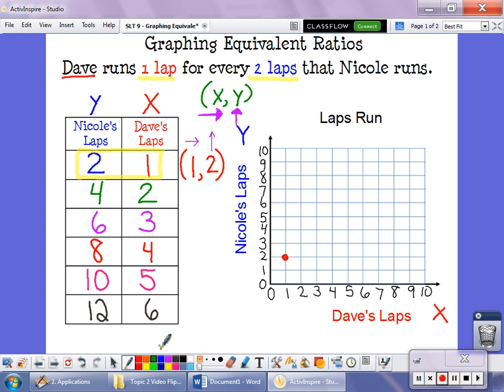Now let's look at another set. So we have this pair of numbers right here. Remember, our x value is Dave's laps, which is 2. Our y value is Nicole's laps, so we're going to go over 2 for Dave and up 4 for Nicole.